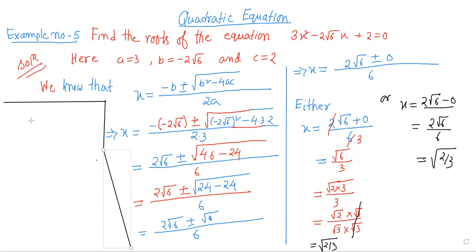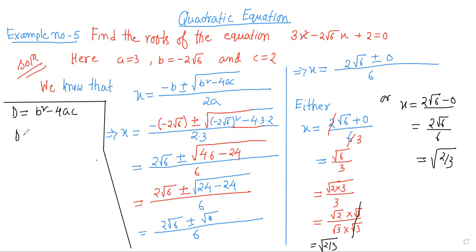Just for your understanding. Now we know that D means discriminant, and discriminant is b square minus 4ac. If the value of b square minus 4ac is equal to 0, then the roots of the quadratic equation will be the same. Now check whether the value of D is 0 or not.